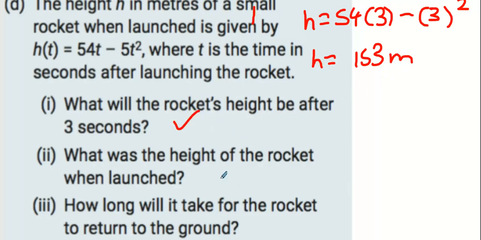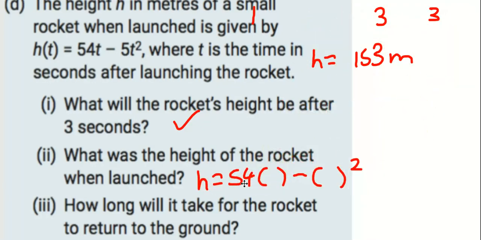What was the height of the rocket when launched? When your rocket is launched, what's the time? 0. What do you think you're going to do with your equation? What's equal to 0? Not the question. The time is equal to 0. So put 0 in here, and what happens? What's the height of the rocket? 0 when you put that into the calculator. You okay with that?